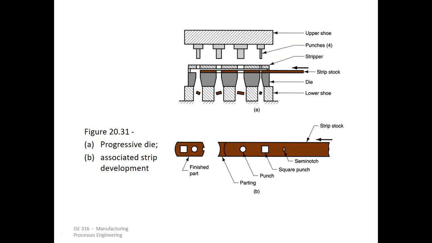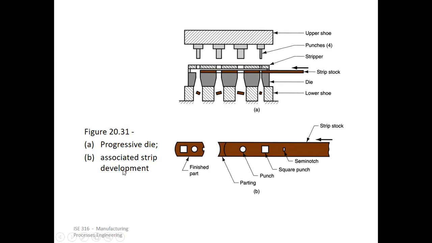Two things are being shown here. The first one being a progressive die. Four punches, as you can see, if this is my finished part, the part that is intended, that we have to fabricate this component. How to do that? You follow some steps here.